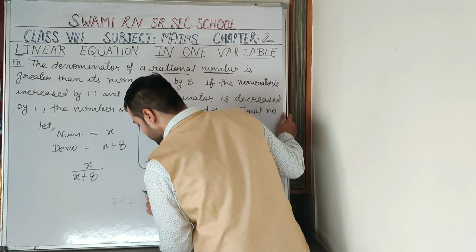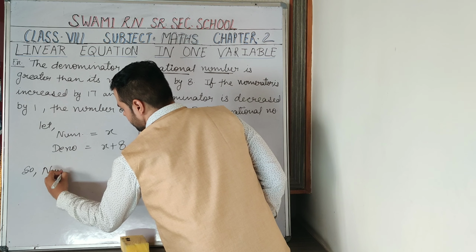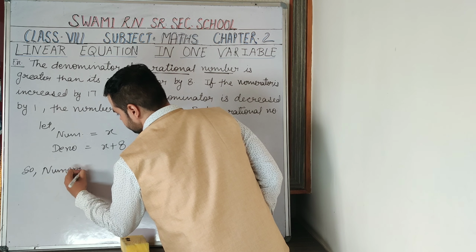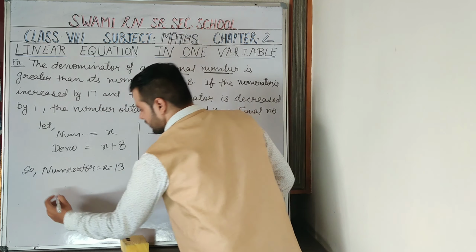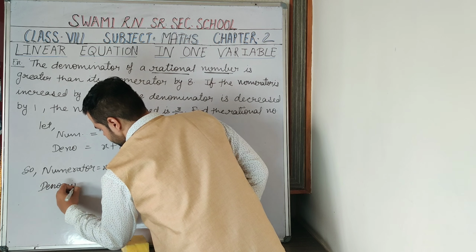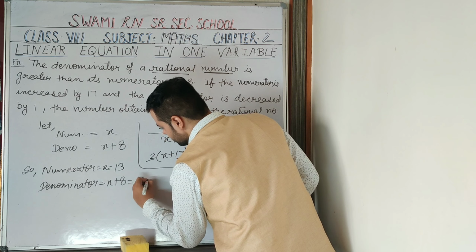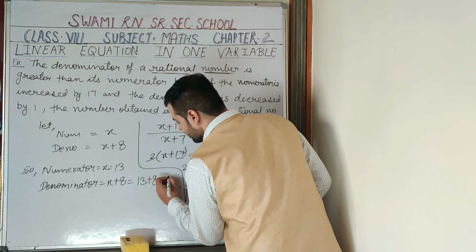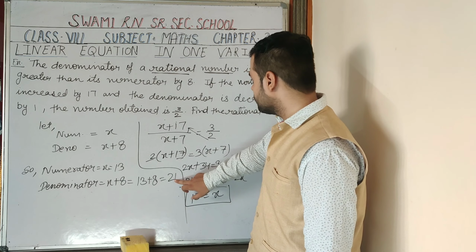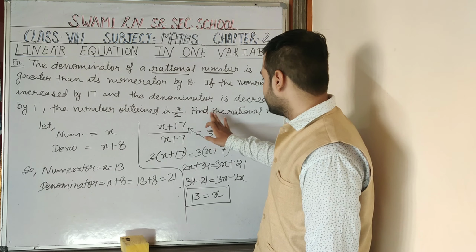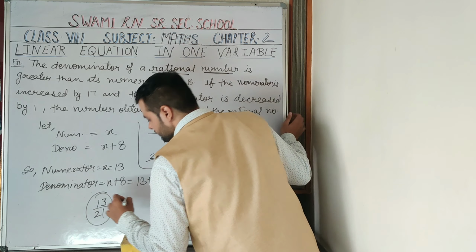Now that is the value of x, and what is x? x is the numerator. So the numerator is equal to x, which is equal to 13, and the denominator is equal to x plus 8, which is 13 plus 8, which is equal to 21. Okay, so that is the numerator and that is the denominator, and the question has asked us to find the rational number, so the number is 13 upon 21. Okay students.